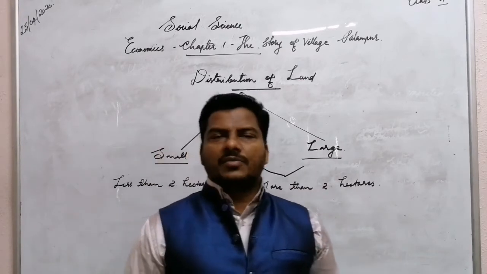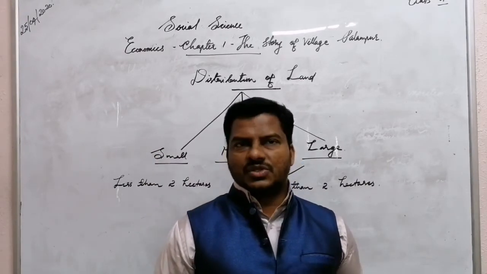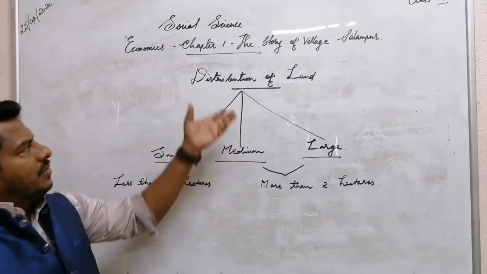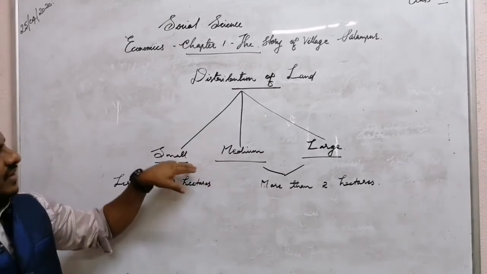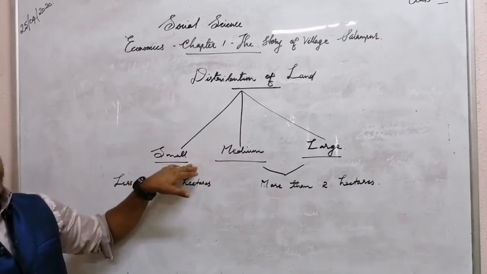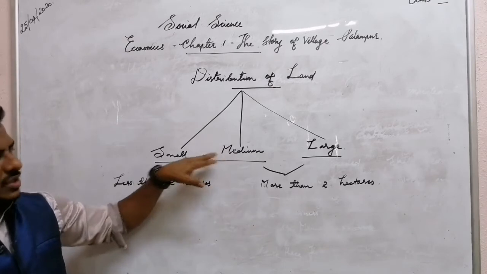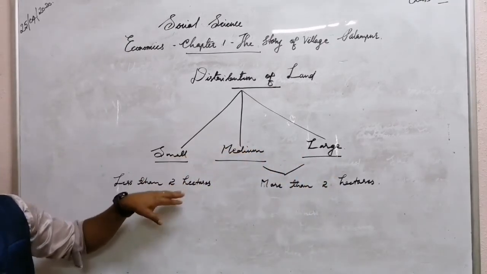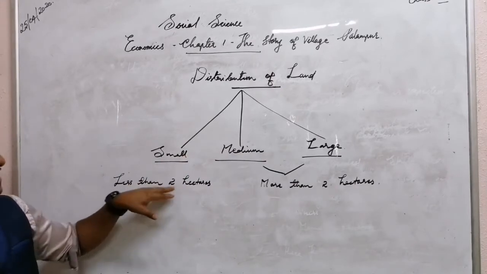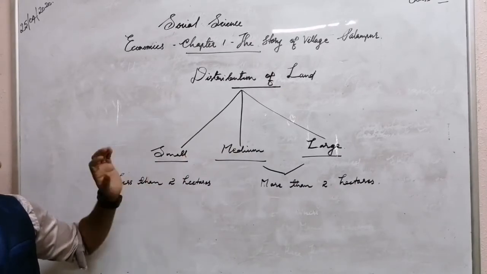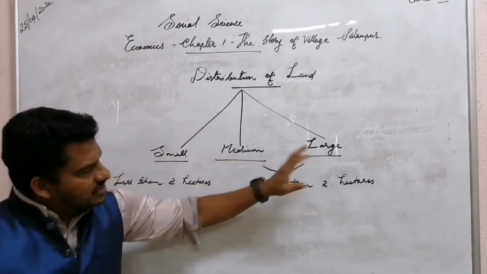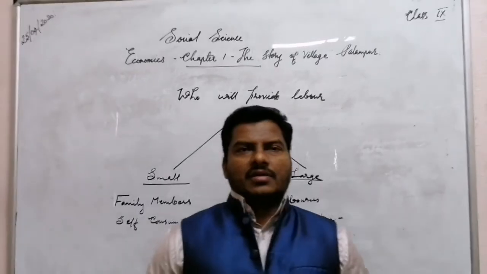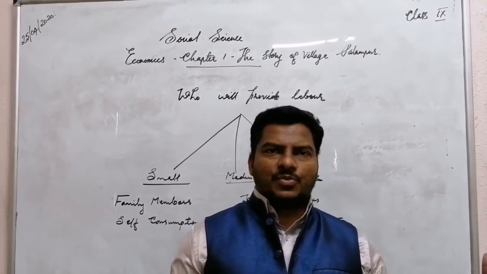Whether we apply multiple cropping or modern farming methods depends on the land holdings. In village Palampur, based on the distribution of land, we can classify the farmers into three: small farmers, medium farmers, and large farmers. Small farmers have land holdings of less than 2 hectares. Medium and large farmers have land holdings of more than 2 hectares. Another necessity for agricultural production is labor.